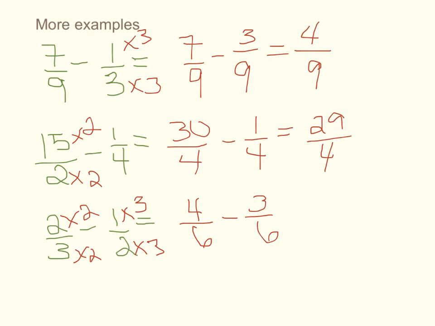So now I have 4 over 6 minus 3 over 6, so I subtract the numerators. 4 minus 3 is 1 over 6, and that is in its lowest form.